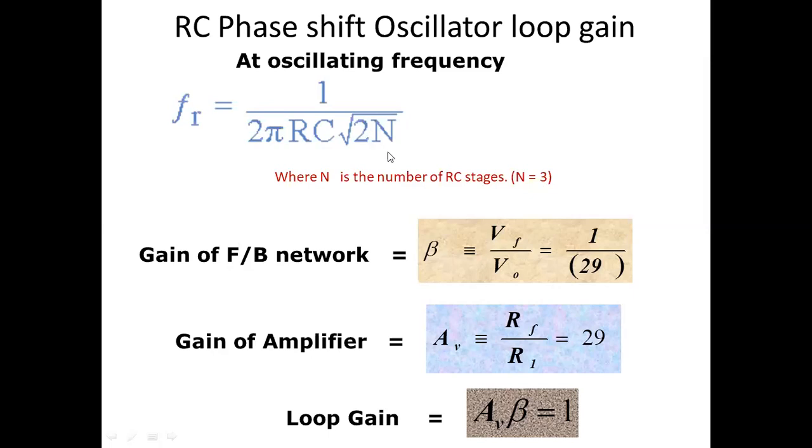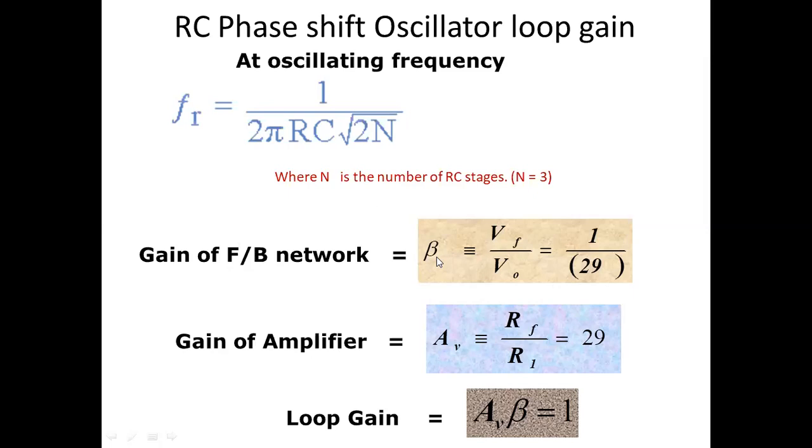That is, if we consider 3 here, then this total number should be 6. Now this is the frequency of operation at which we can get sustained oscillations, along with the condition that Rf by R1 should be equal to or greater than 29. Here, instead of using an op-amp, we can use a transistor, or we can use a FET. But as we are required to implement the circuit using an op-amp, we have used IC 741 here.